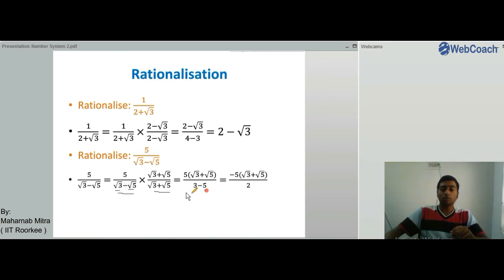Finally, we get the denominator as minus 2, and the minus sign we can take above, right? So the final answer, as you can see here, is minus 5 times square root 3 plus square root 5 divided by 2, right? Here you can see the denominator is once again rationalized, or the denominator is made free from square roots, and we get a rationalized number which is easier for us to plot on the graph or perform operations onto.